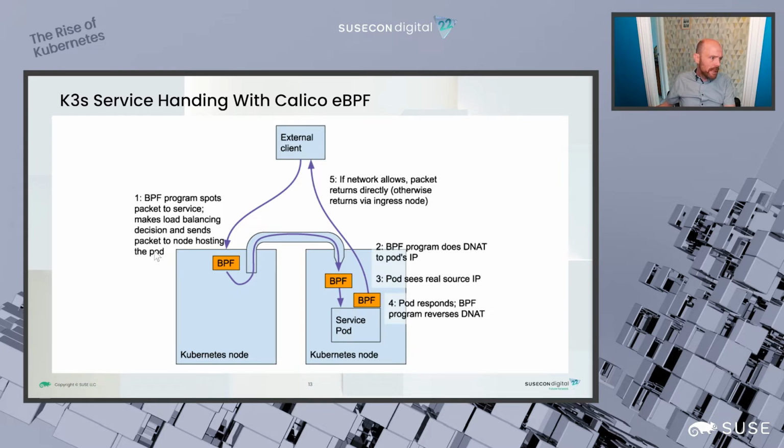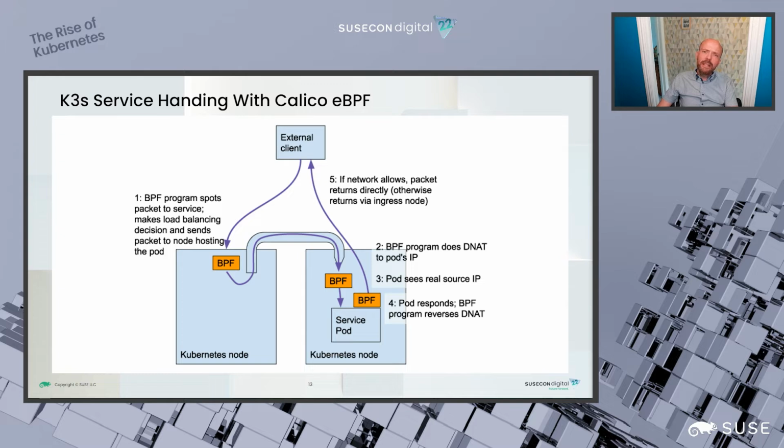The traffic ingresses as usual. The BPF program on the ingress node spots that the packet is destined to the service. It makes a load balancing decision, and it sends the packet to the node hosting the pod. It does not need to do any network address translation. It is able to essentially pass it down a pipe, as it were, and get it onto the destination Kubernetes node. Then the BPF program does a destination NAT, so that no source NAT address translation happens, but a destination NAT does.